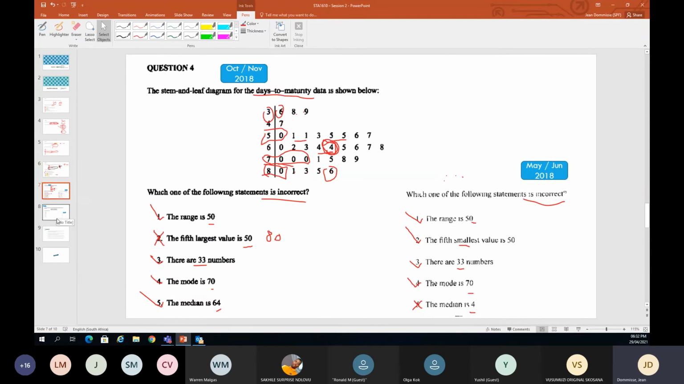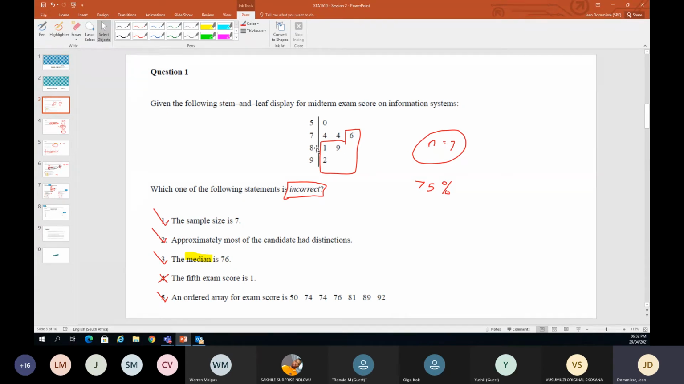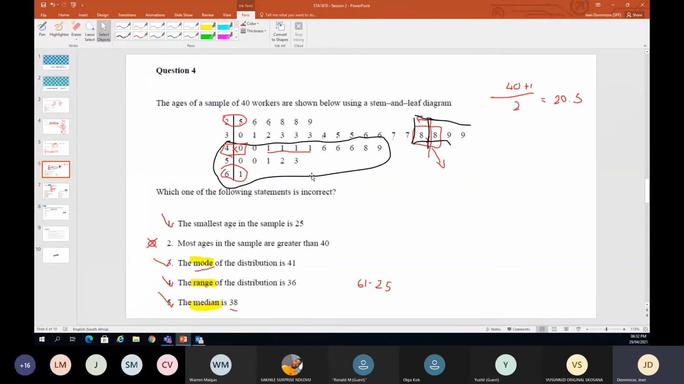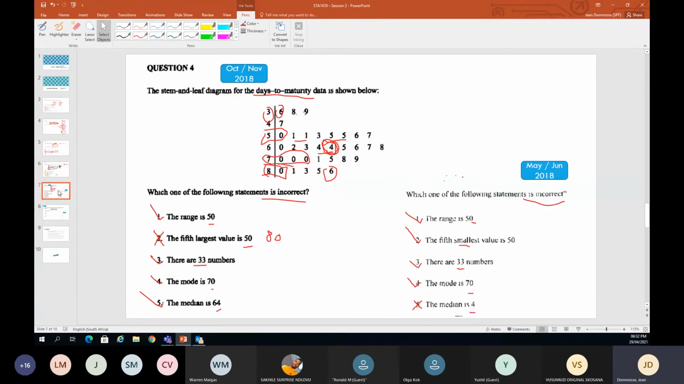If I ask you to work out the average, which hopefully they don't on a stem and leaf because it's just a lot of work, they will probably ask you it on a smaller set of data, where you then say 50 plus 74 plus 74 plus 76 plus 81 plus 89 plus 92 divided by 7 to give you the average. They won't ask you on a set of 40 numbers or a set of 33 numbers to work out the mean or the average.